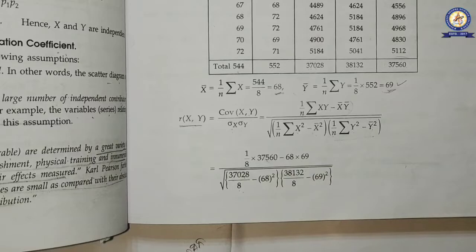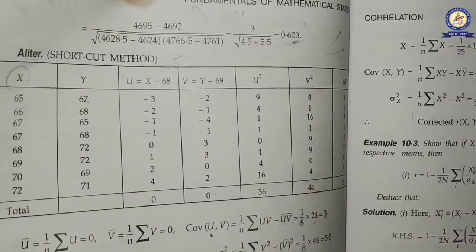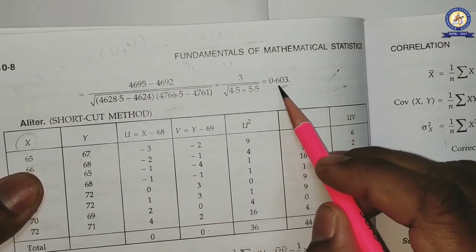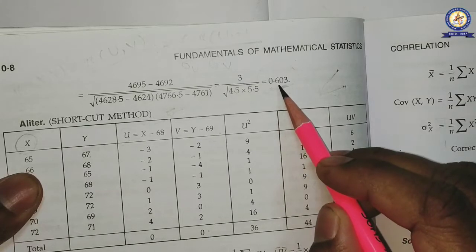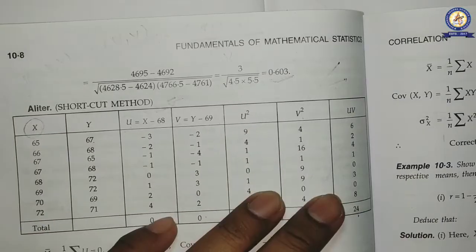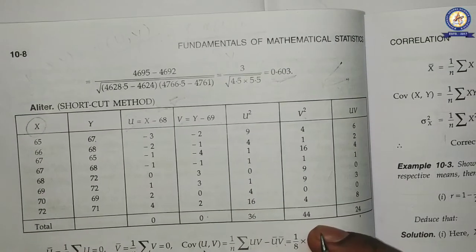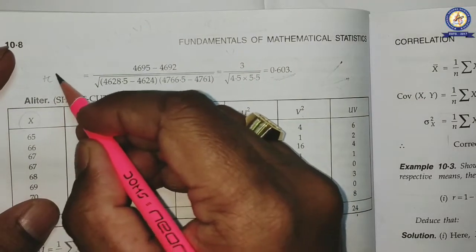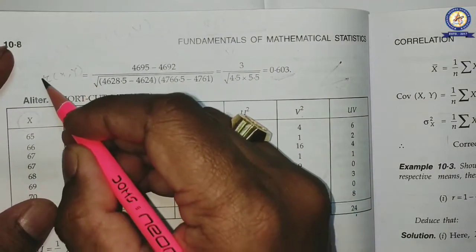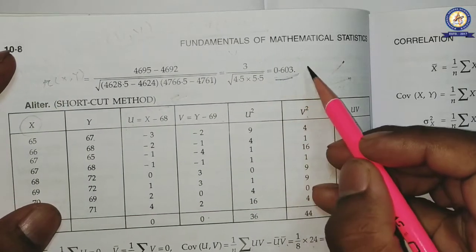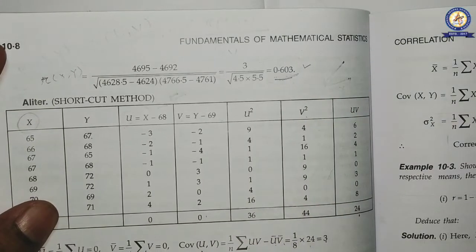By solving this one, we found the correlation coefficient will be 0.603. This is your answer, right? So here we found the correlation coefficient rxy equal to 0.603. This is your correlation coefficient, right?